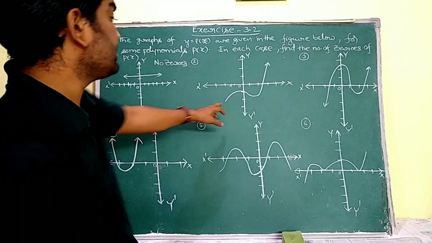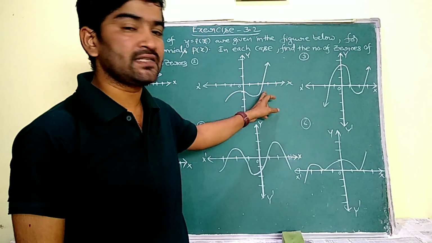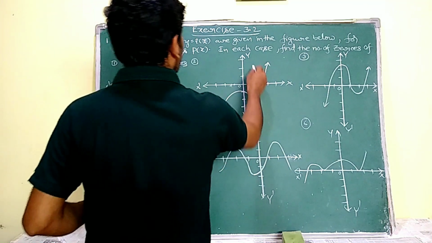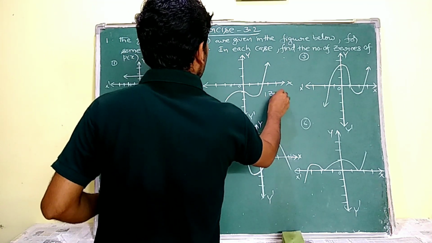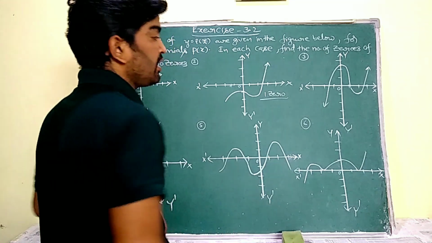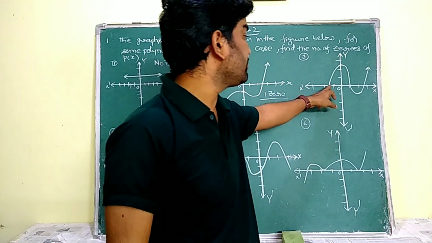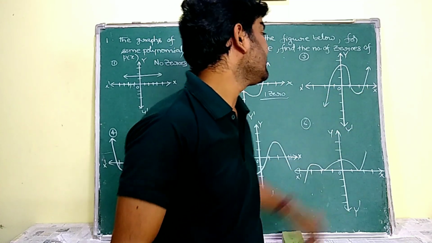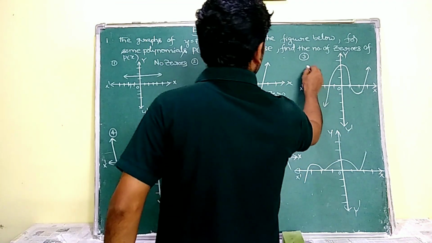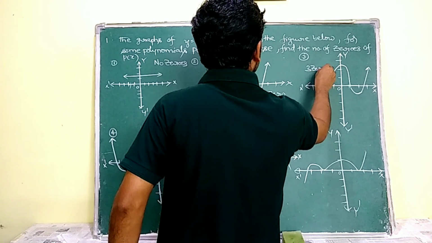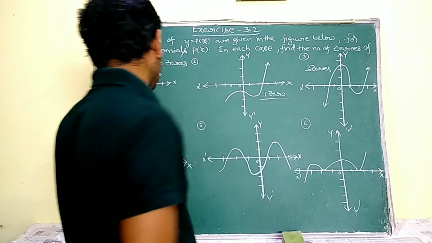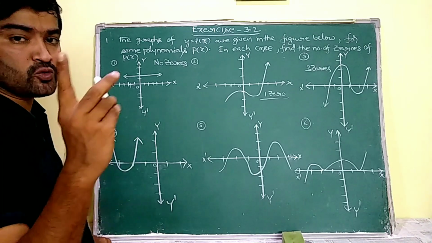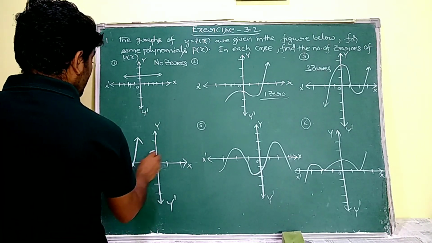Now coming to this, see, here this graph touches the x-axis at exactly 1 point. So it is having 1 zero. Now coming to the third one. See, this third graph is going to intersect the x-axis at 3 points. 1, 2, 3. So it is having 3 zeros. Now coming to this fourth one. Here see, this graph intersects the x-axis at 2 points. So it is having 2 zeros.